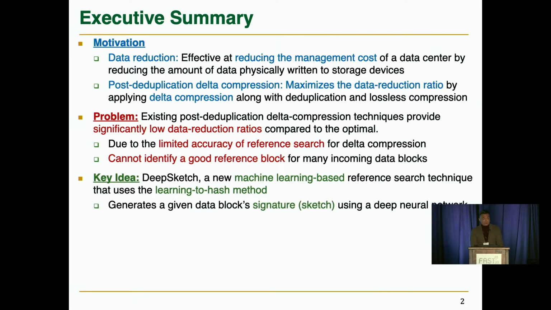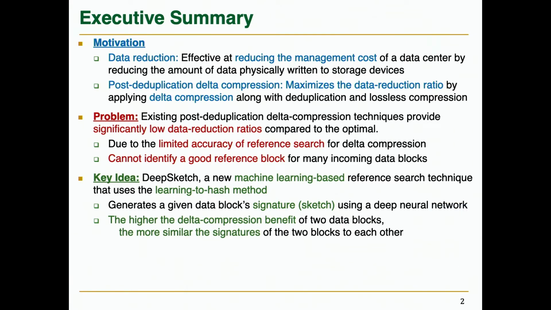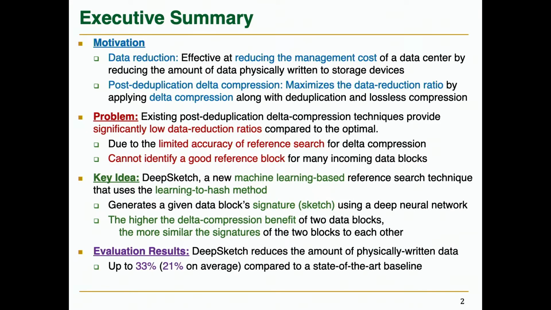data block's signature called sketch, such that the higher the data compression benefit, delta compression benefit of two data blocks, the more similar the two blocks' sketch values. Our evaluation shows that DeepSketch significantly reduces the amount of written data compared to the state-of-the-art baseline.